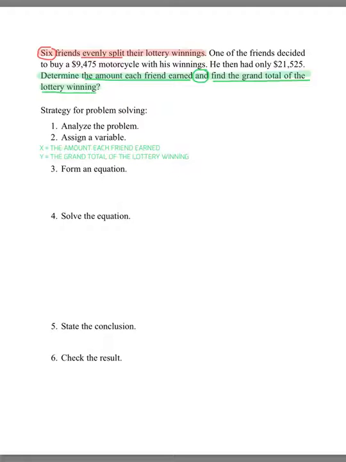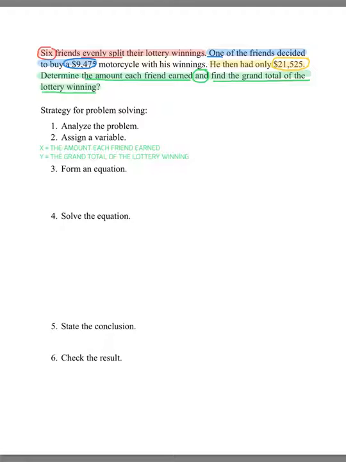So now we move our attention to one of the friends. And we know that one of the friends decided to buy a $9,475 motorcycle with his winnings, and therefore we know that he only had $21,525 left over after that purchase of the motorcycle. This is referring to the amount of earnings one particular friend got, and then we know that he spent that much, and after he spent that much, he was left with that much. So let us go ahead and start forming an equation.